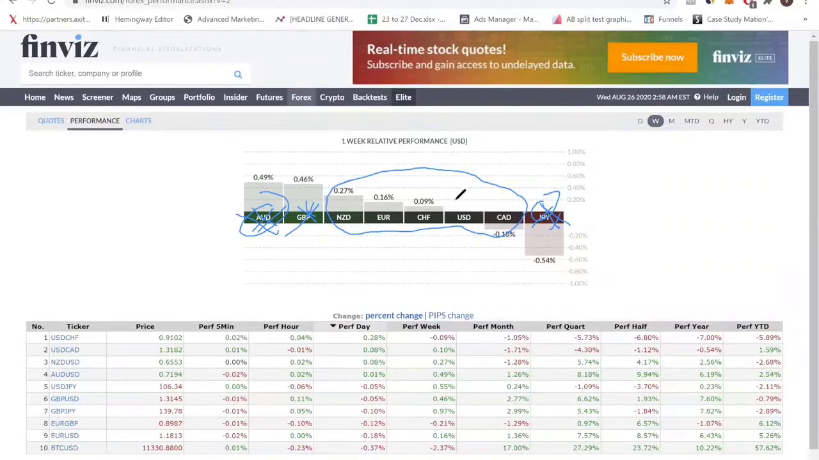So this is how you use it. You are trying to predict. But again, please remember to use this with the charts to analyze your charts.